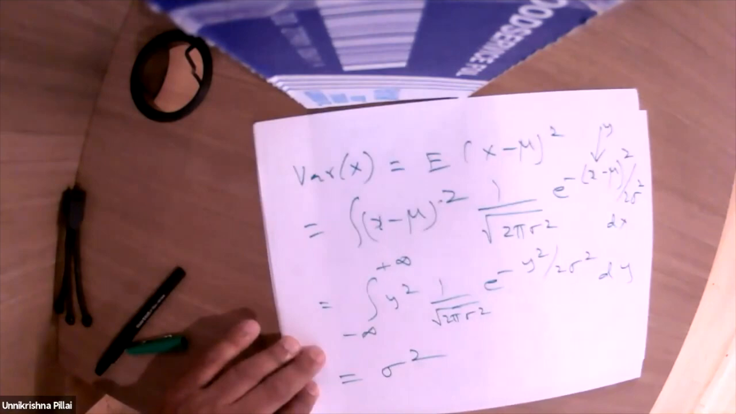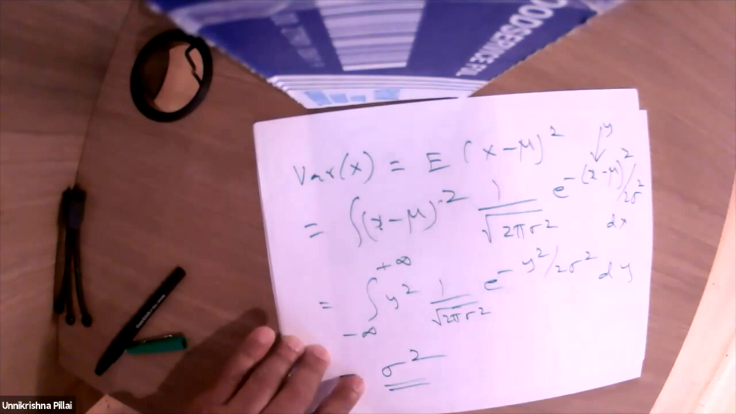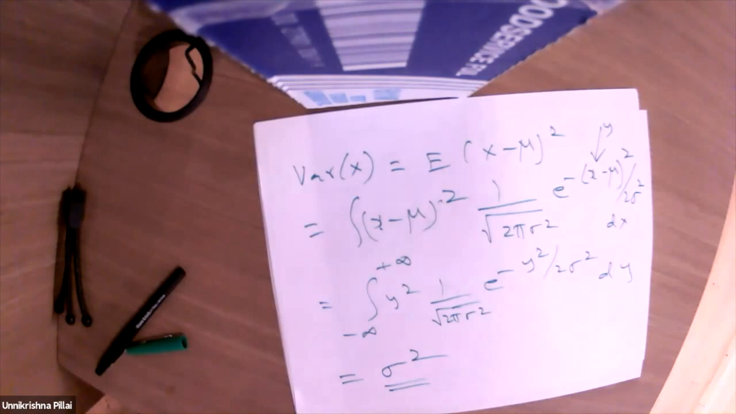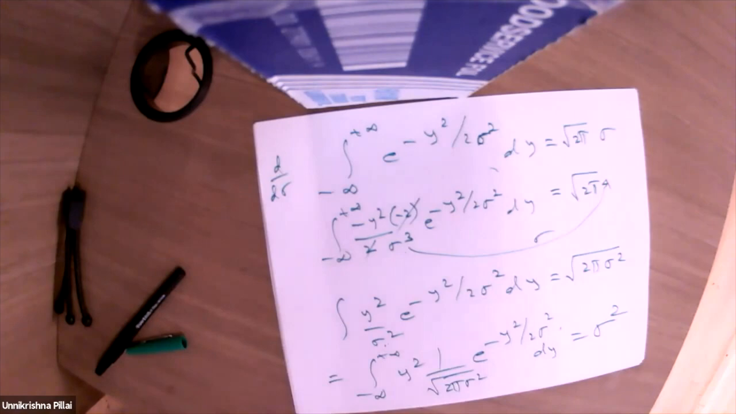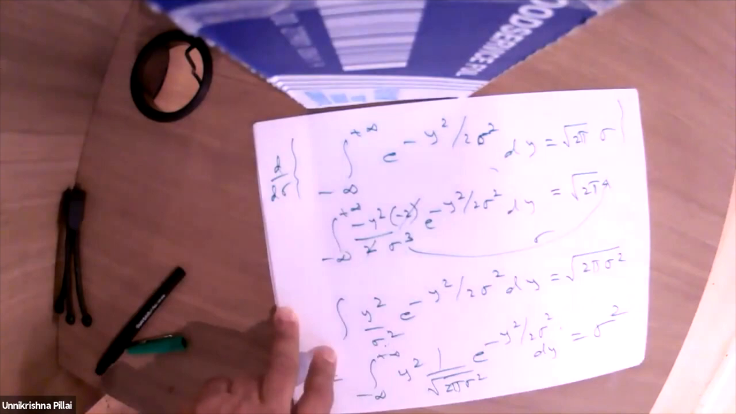So what is the whole point? The sigma squared that appears in the normal density function is actually the variance. I hope you see this. We got the variance by using this simple trick: you differentiate both sides with respect to sigma.